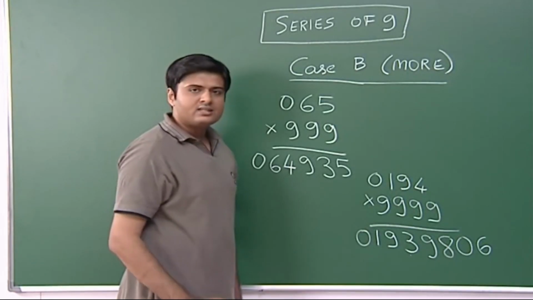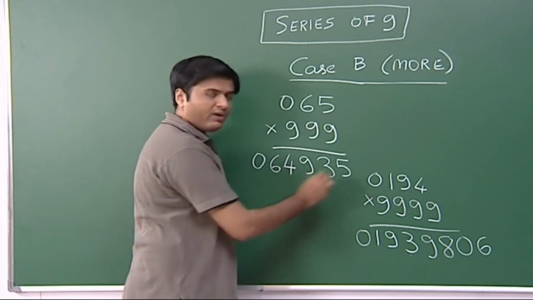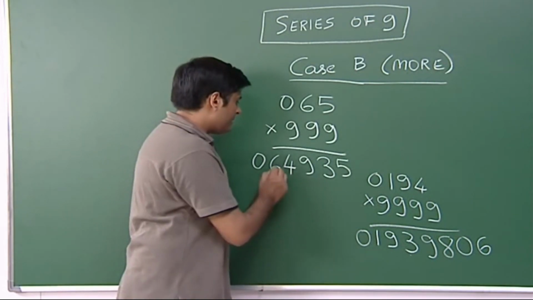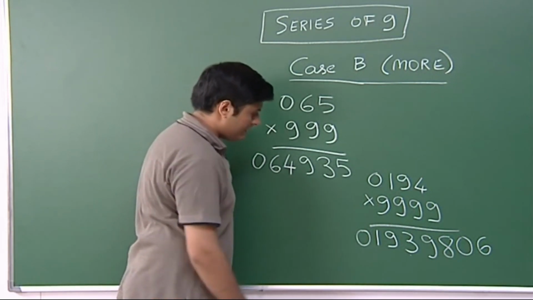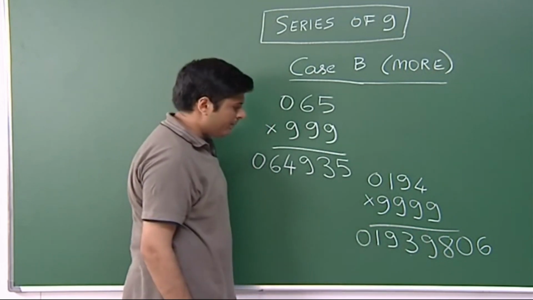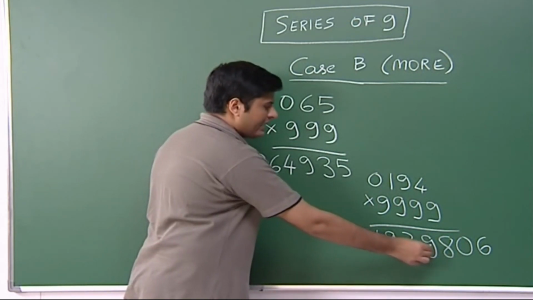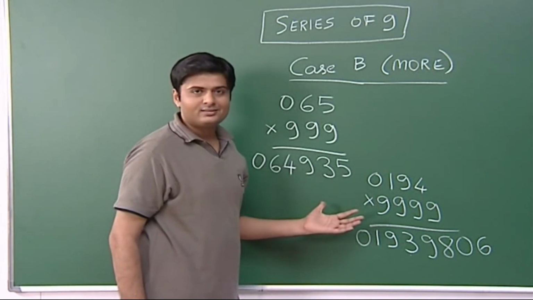So my final answer in the first case is 064935, or simply 64935, and my final answer in the second case is 01939806, or simply 1939806. So you see how quickly we got the answer.